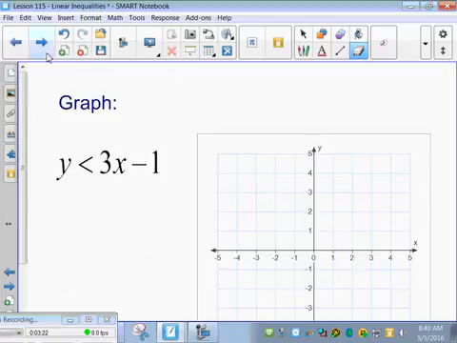All right. Go ahead and write that one down. Y is less than 3x minus 1. And draw a separate xy axis for your line.